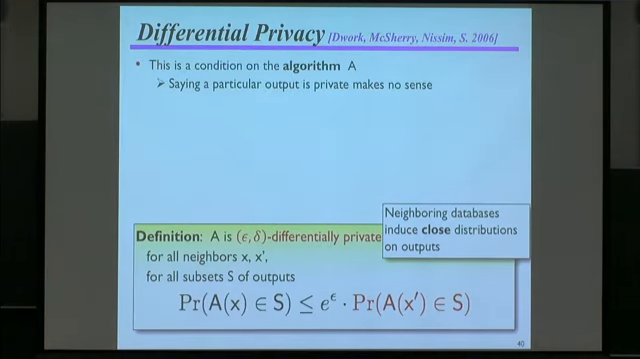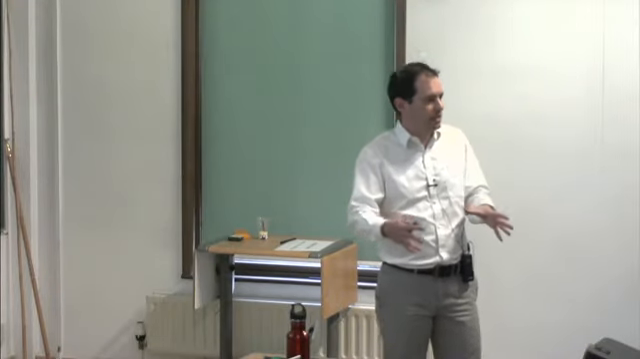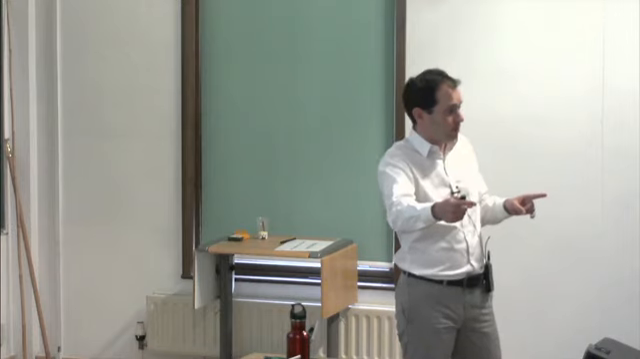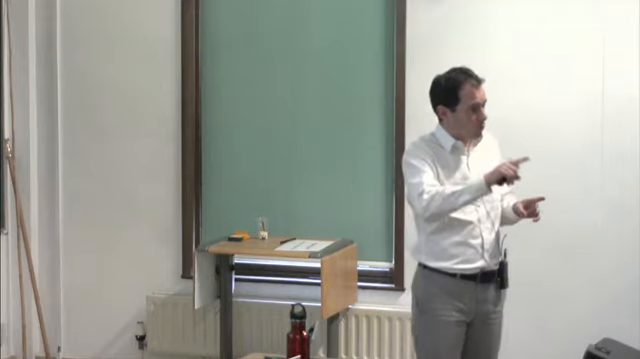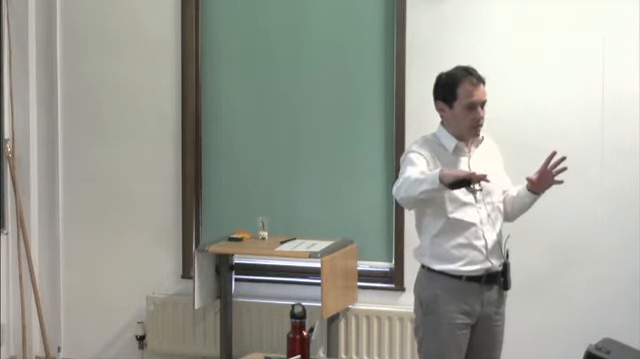Okay, so just a few points to notice. First of all, this is a condition on the algorithm. So saying that a particular output of an algorithm is private, or a particular table or something like that, doesn't really make sense unless I tell you the process by which that table was generated. And so we're really interested in reasoning about the process and not the syntax of the particular output.